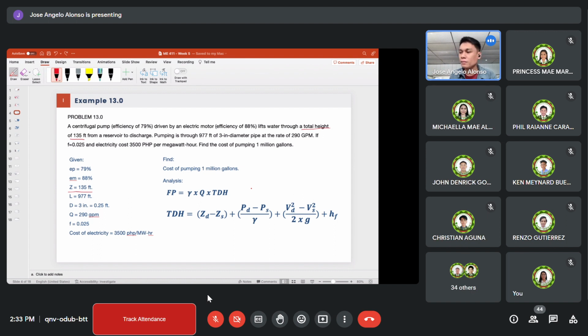Then length ng pipe, pumping is through 977 feet of 3 inches diameter. So length ng pipe is 977, diameter ng pipe is 3 inches. Volumetric flow rate is 290 gallons per minute. And friction factor is 0.025 and the price ng electricity is 3,500 pesos per megawatt hour. So yung hinahanap dito is the cost of pumping 1 million gallons.